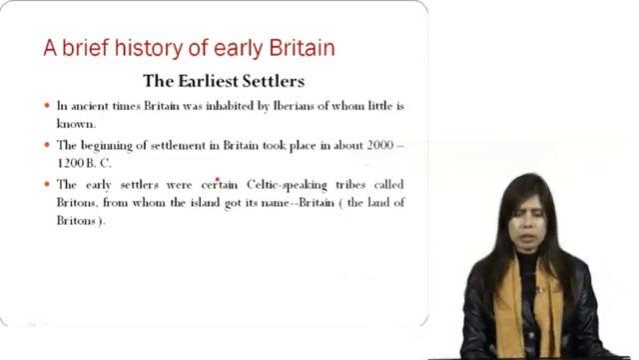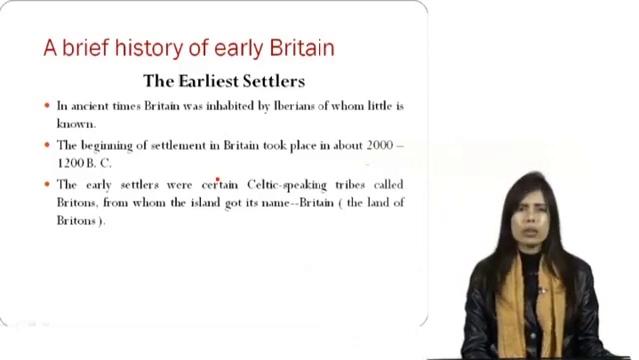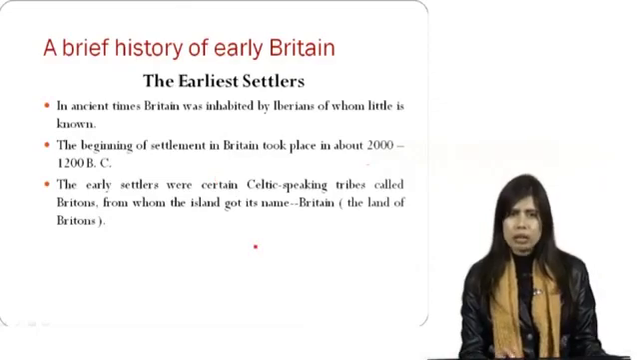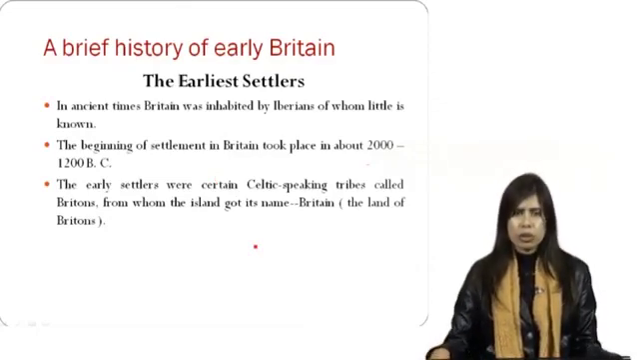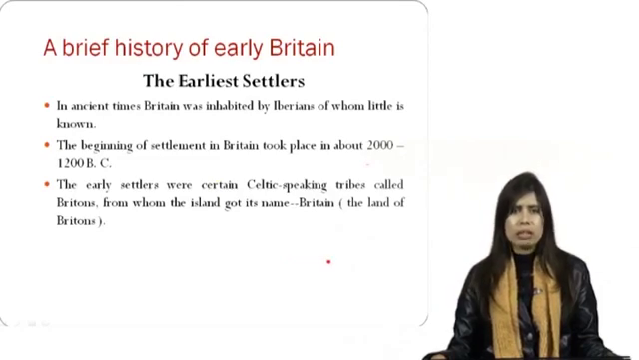The beginning of settlement in Britain took place in about 2000 and 1200 BC. So before 2000, basically, very little is known about who were the settlers in Britain. So we don't have any proper record of the people who were living in Britain before 2000.